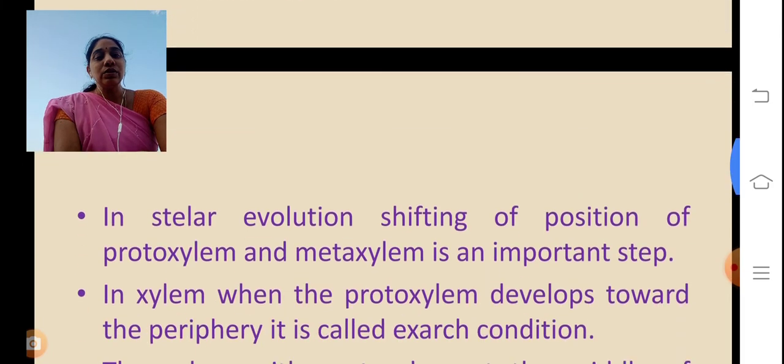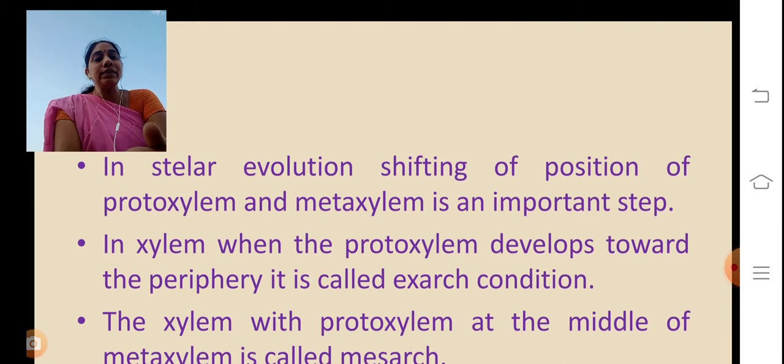So, in the stellar evolution, shifting of position of protoxylem and metaxylem is an important step. In xylem, when the protoxylem develops towards the periphery, it is called exarch condition. If the xylem consists of protoxylem at the periphery, we can call it exarch condition. Generally, we can see this type of exarch condition in roots.